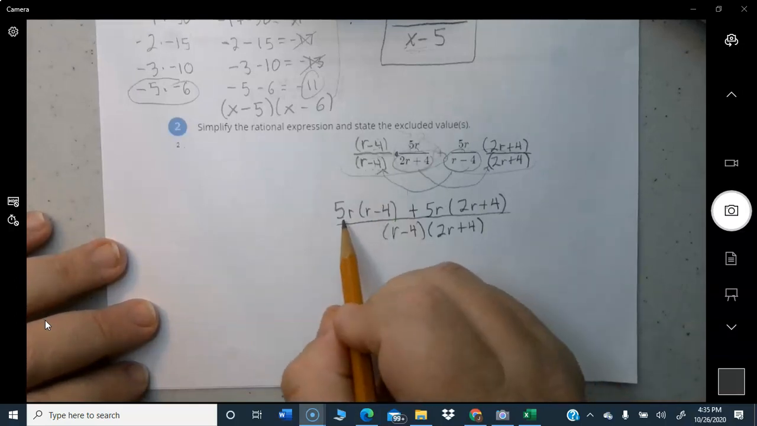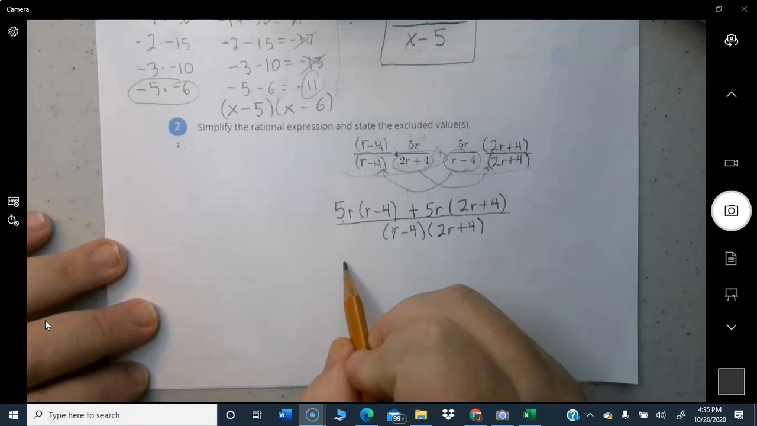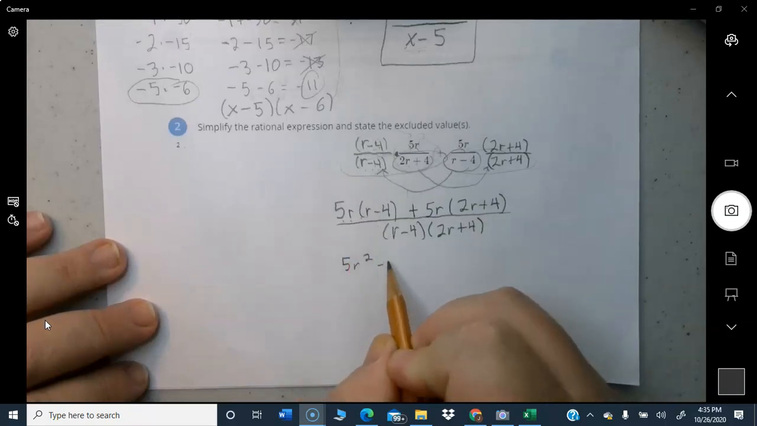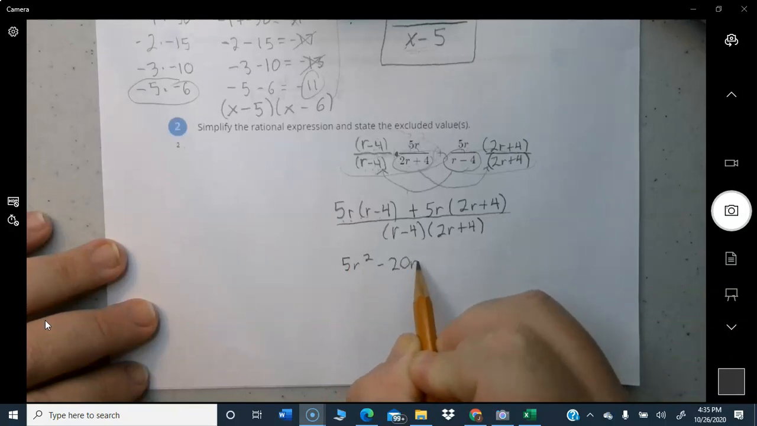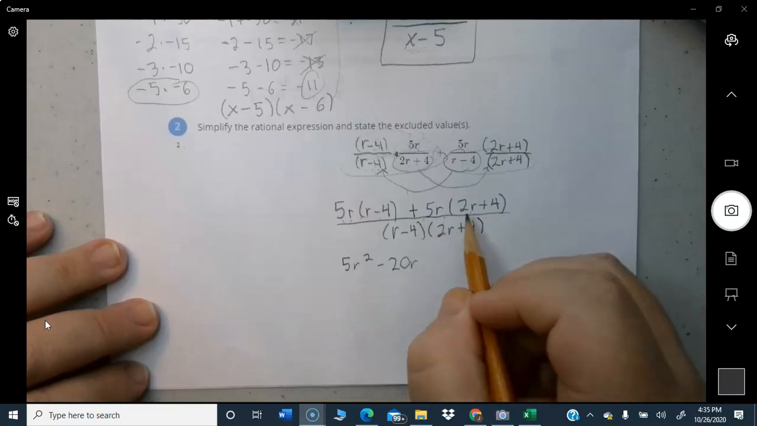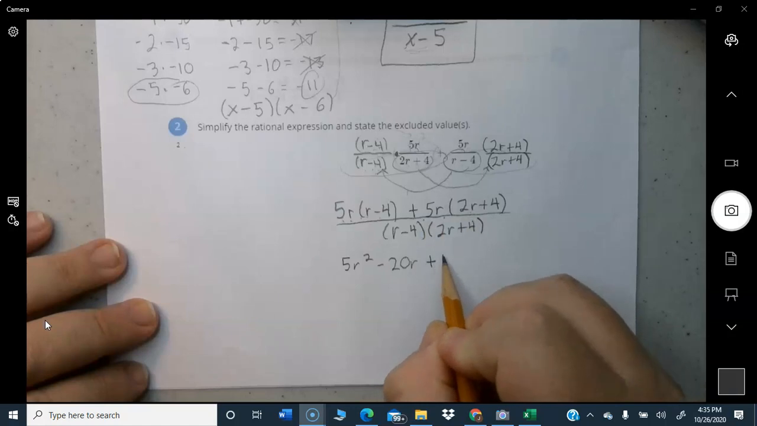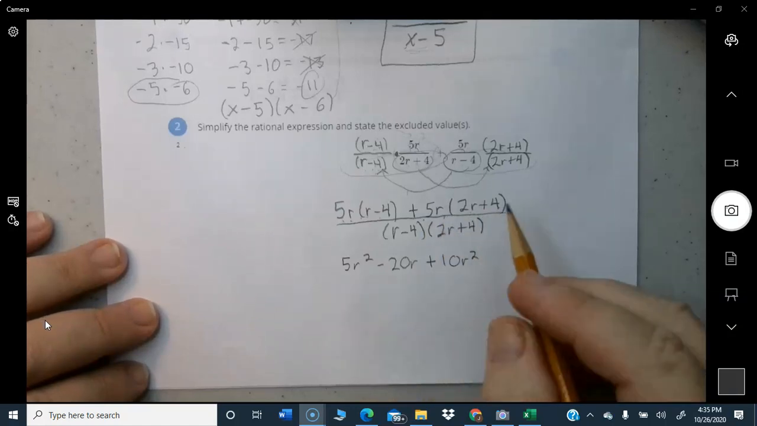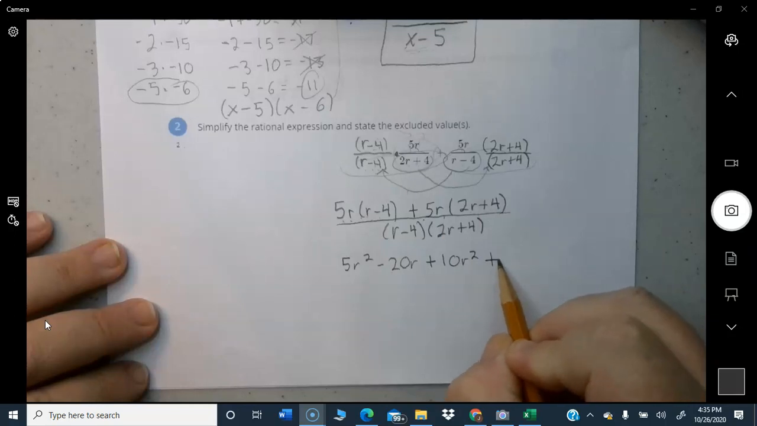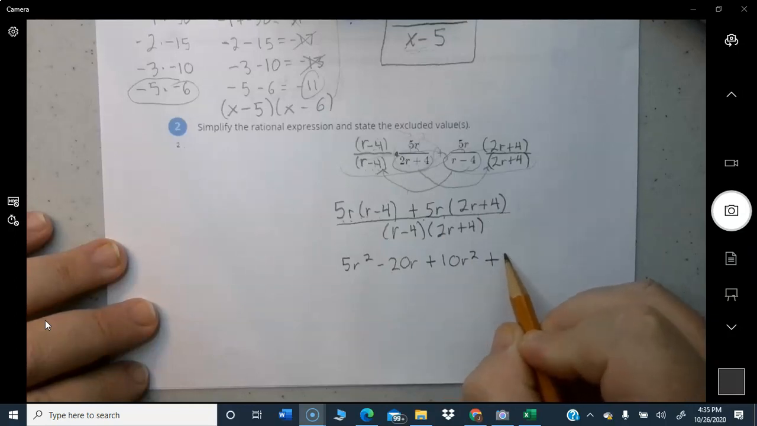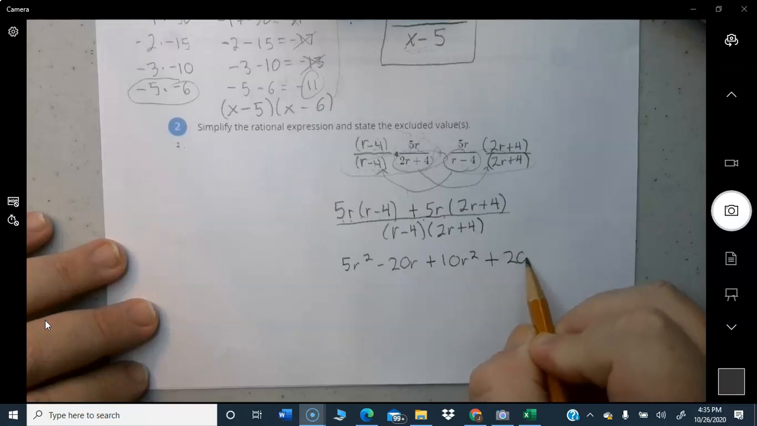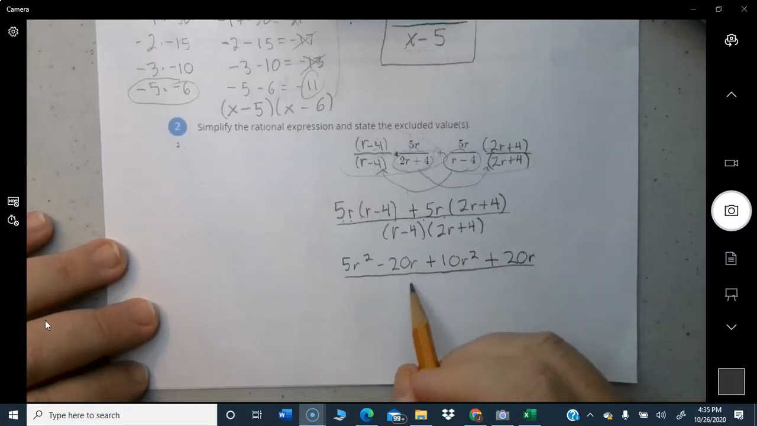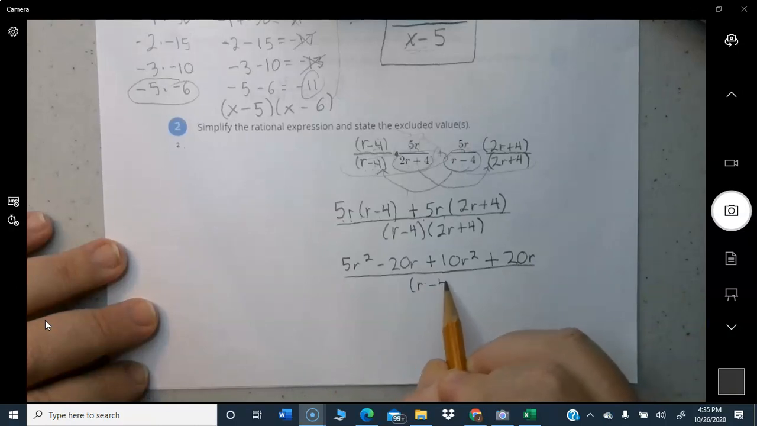Okay, so now what we can do is we can multiply through. Here we have 5r squared. 5r times negative 4 is negative 20r. And over here we have 5r times 2r is going to be 10r squared. And 5r times 4 is plus 20r. Okay, and again, it's all over what we have down here on the bottom.